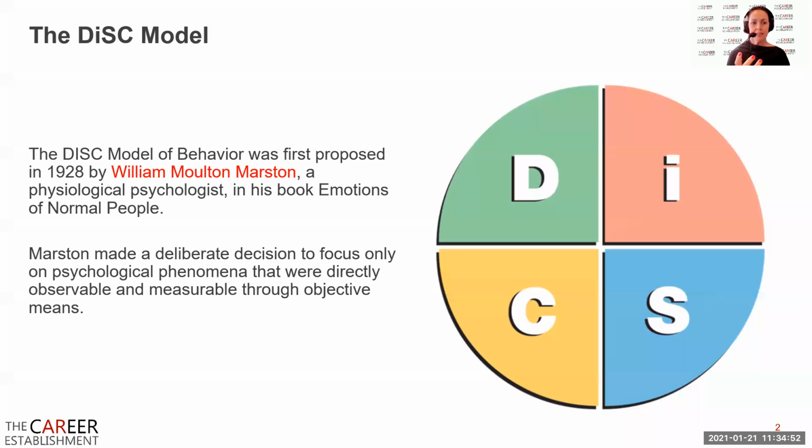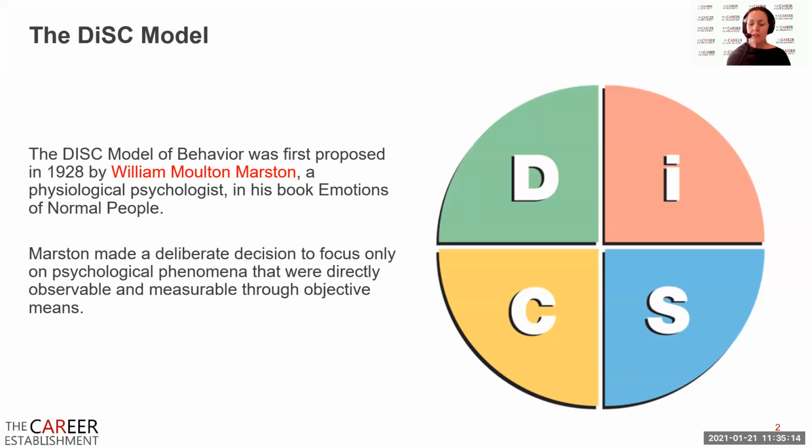So let's kick off. Now, you're probably wondering, what is the DISC model? That's what we're talking about today, the DISC model. It was actually first proposed by a guy called William Moulton Marston. He wrote a book and he put together the DISC model. William Marston also, interestingly, came up with Wonder Woman. So it's quite interesting, isn't it?